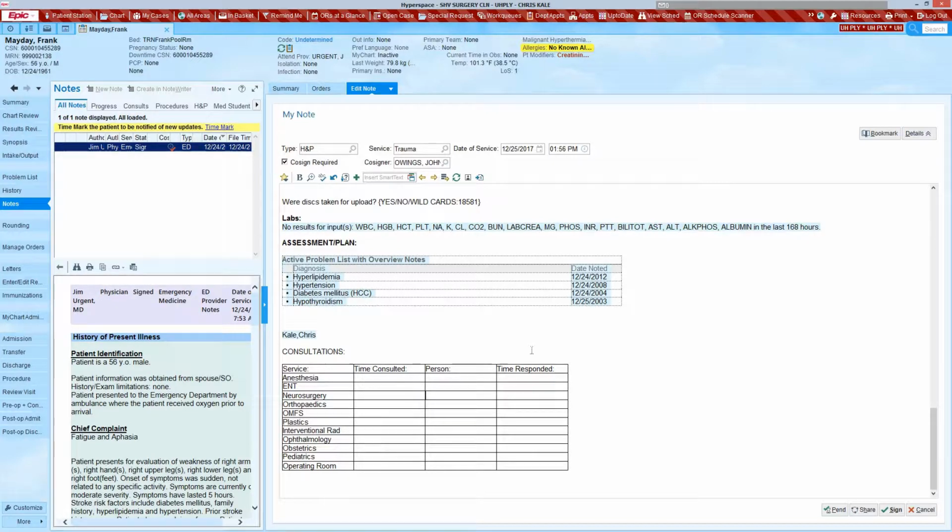After you've completed your trauma H&P, you simply click Share. Do not sign the note or pend the note. You have to click Share, and this will allow the mid-level or chief to edit your note and fill in the plan, including the updated labs, CT reads, and problem list.